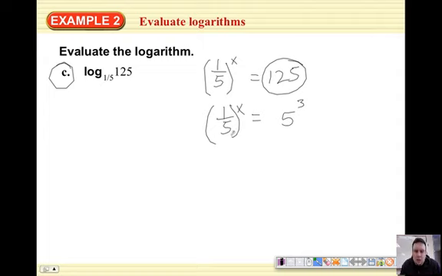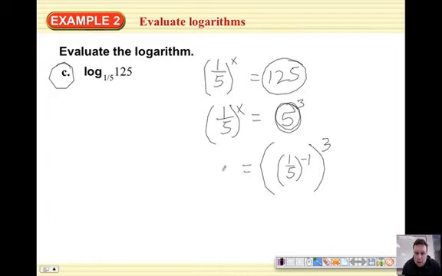How can I change 1/5? I like to get them both to the same base. That's what I like to do. Or I can go this way too: instead of 1/5, how can I change 5? 5 is the same as 1/5 to the -1, right? You understand that? So these two are the same, only I still need this 3, so I'm going to put this all to the third.